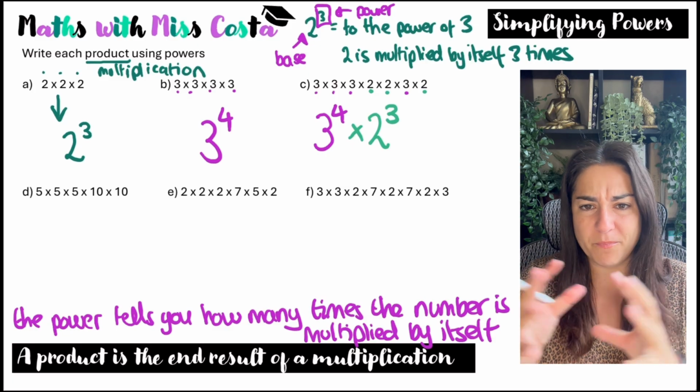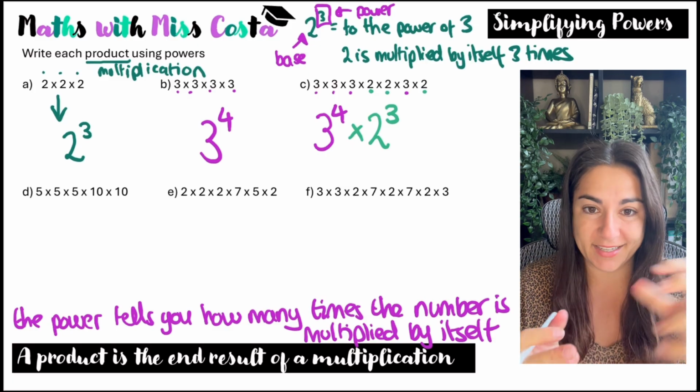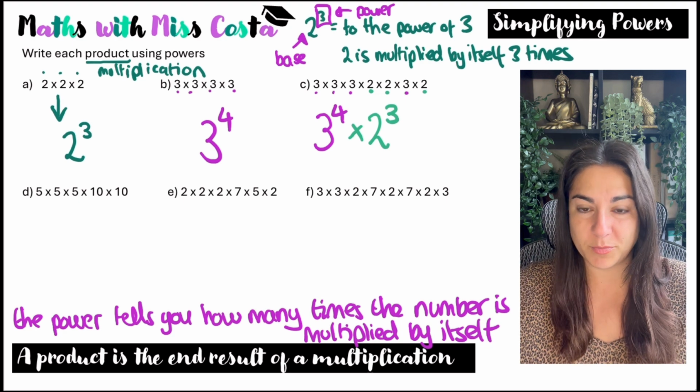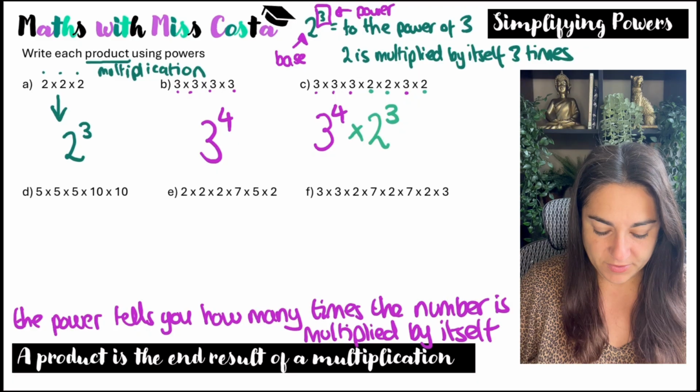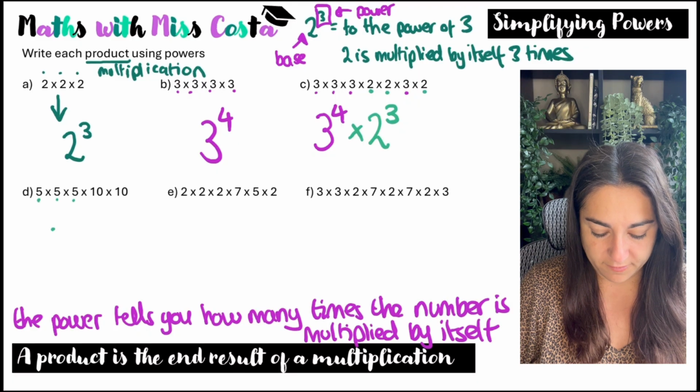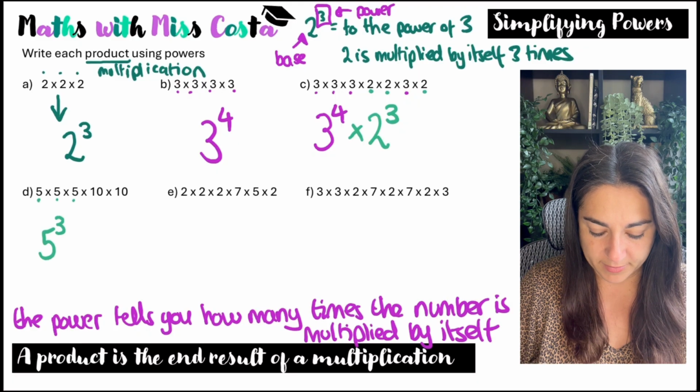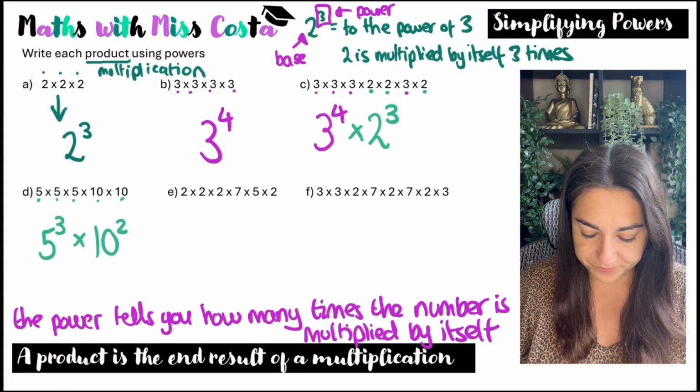You can't mix them together because it's 3 being multiplied by itself and it's 2 being multiplied by itself. So that's how we'd do that. Then we do the same for 5. So you've got 1, 2, 3. 5 is being multiplied by itself 3 times and it's being multiplied by 10 squared because there's 2 10s.